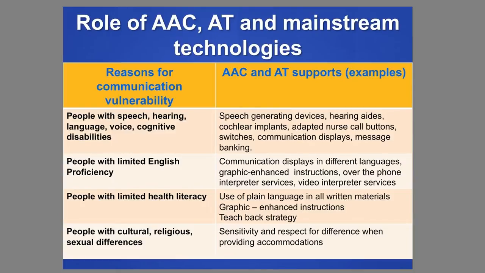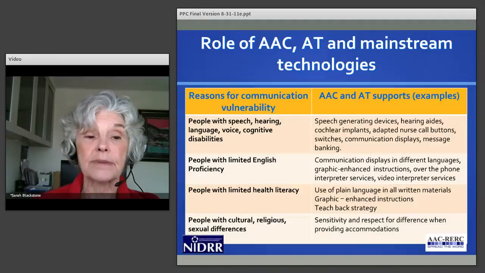So, for example, people who have severe speech or language problems may use speech-generating devices. Hearing difficulties may require hearing aids, or the person may have had a cochlear implant. Individuals with limited English proficiency may need access to materials and interpreters that help them negotiate in the healthcare system. People with limited health literacy may need access to forms with plain language, graphics, etc.